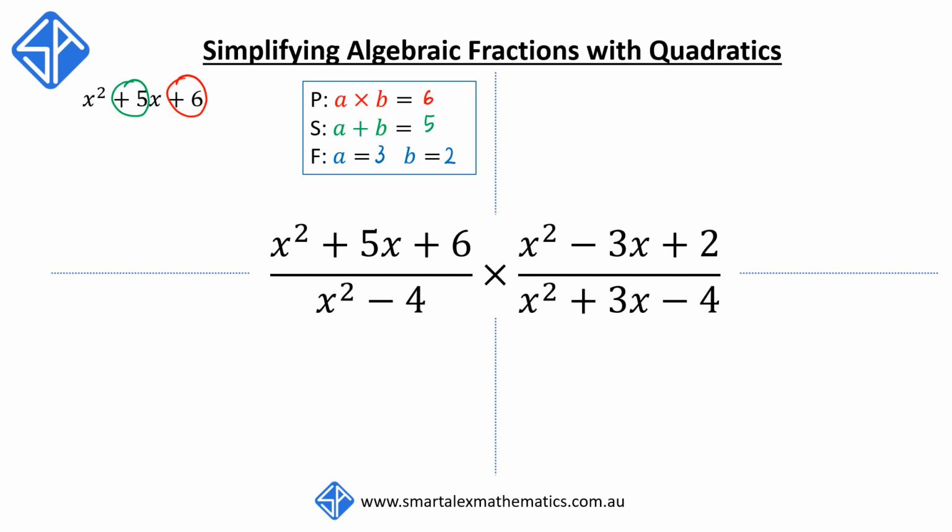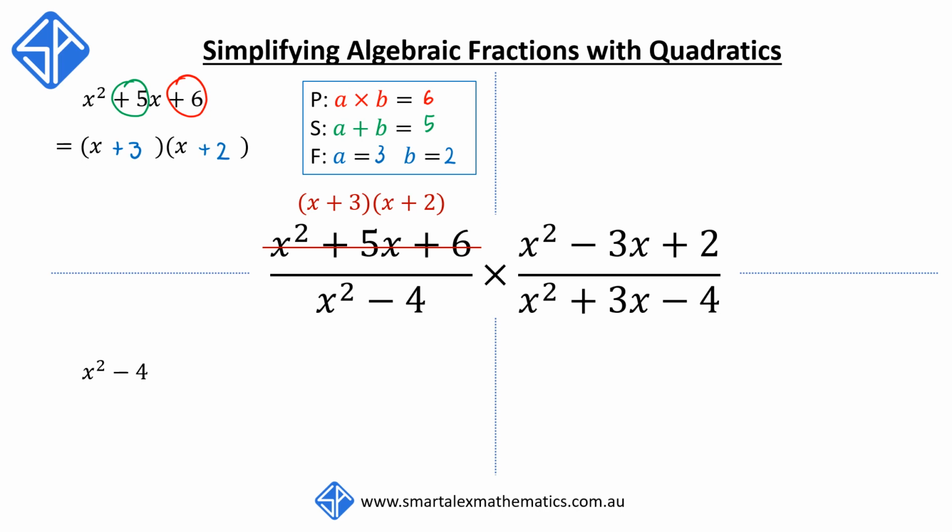Once we have these values of a and b, we can now write x squared plus 5x plus 6 as x plus 3 times x plus 2. And therefore, we can replace x squared plus 5x plus 6 with the factorized form of x plus 3 times x plus 2. Next, we've got x squared minus 4.